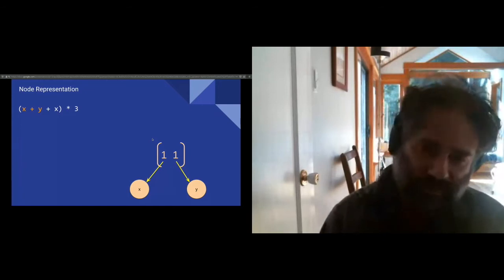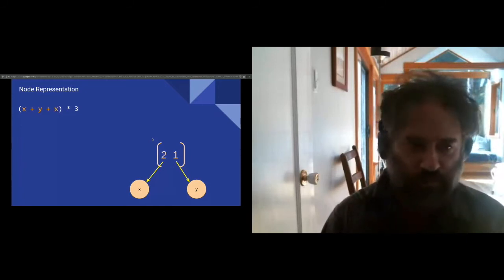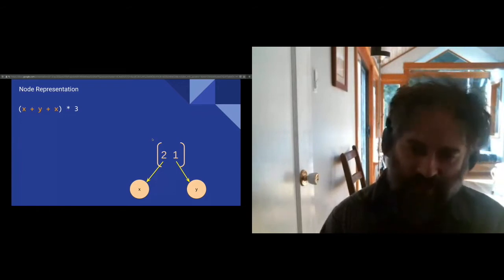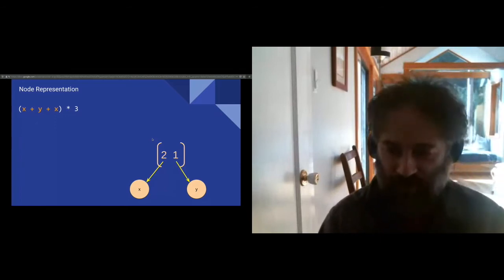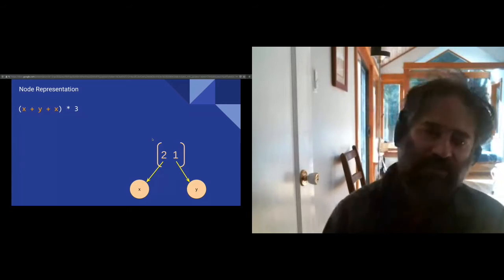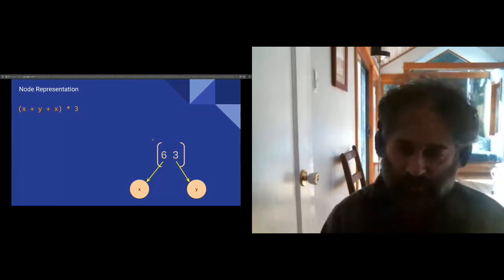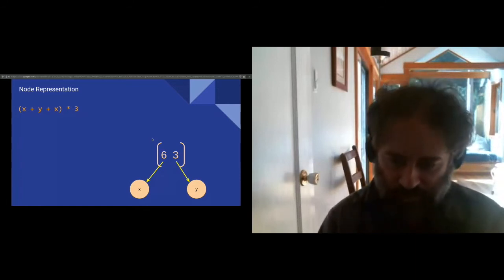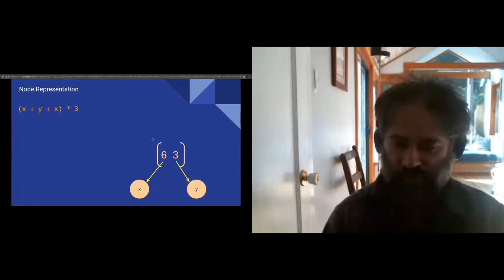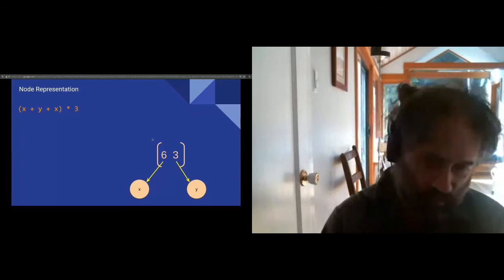But what that means is that now if we move on to adding another x, then we can recognize that all that we need to do is just increment the coefficient, or change the coefficient on the x. And so this node now represents 2x plus y. And similarly, if we multiply by a scalar, all that we need to do is distribute that multiplication into the coefficients. And so this node now represents 6x plus 3y.